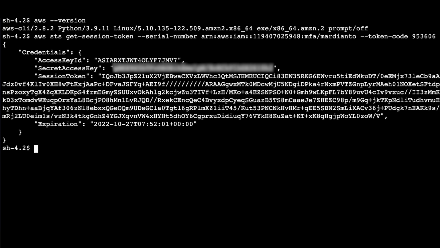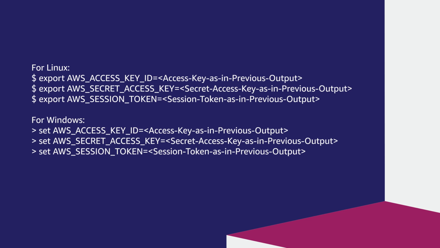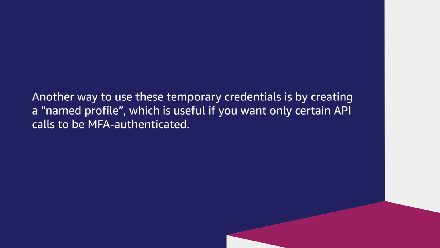Now that we have the temporary credentials, there are two ways we can use them. The first way is to export the values to the environment variables using the following commands. Another way to use these temporary credentials is by creating a named profile, which is useful if you want only certain API calls to be MFA authenticated.